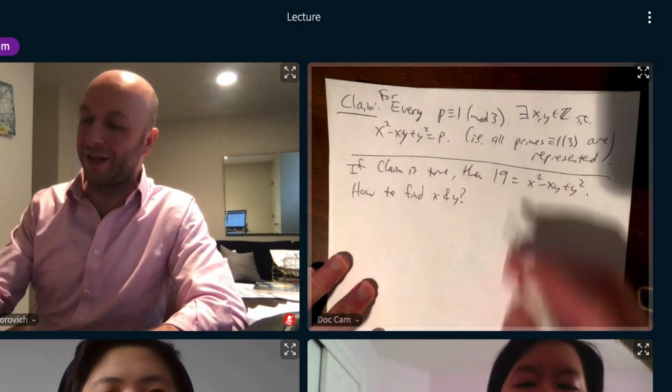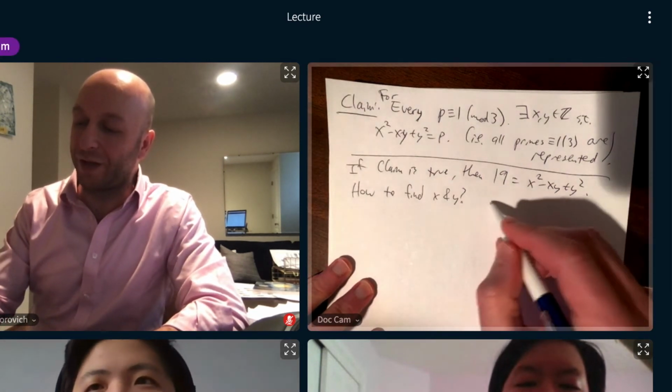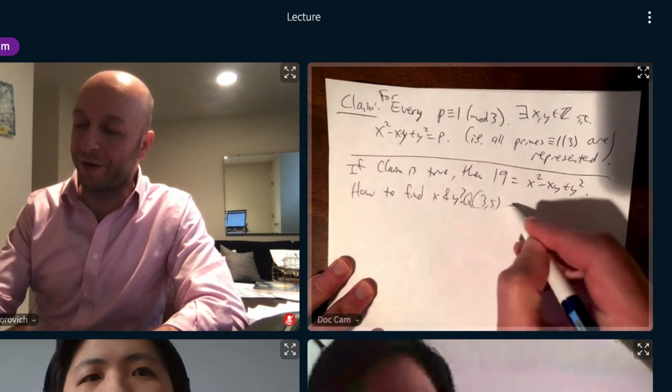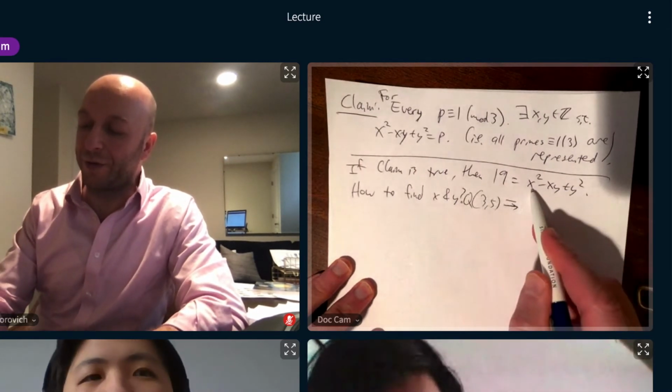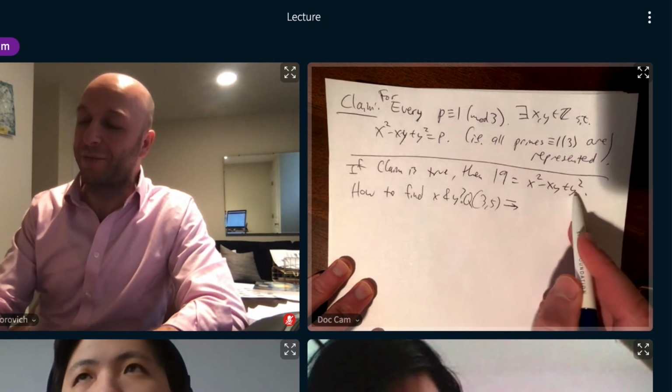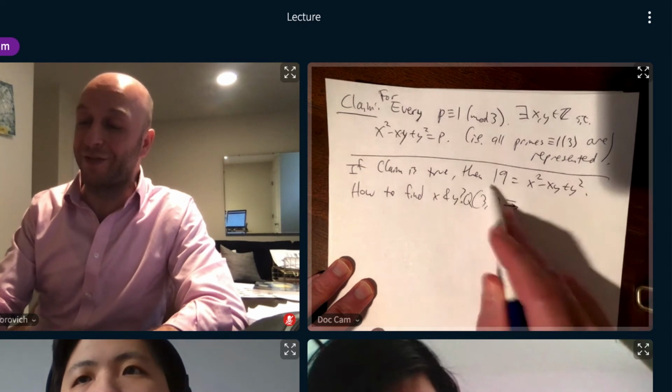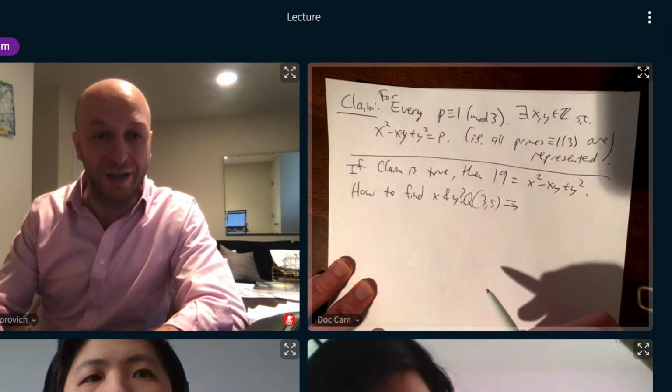3 and 5. Okay, let's see 3 and 5. So people are trying 3 and 5. So q of 3, 5 is equal to 3 squared is 9, 5 squared is 25, 9 plus 25 is 34, 3 times 5 is 15, 34 minus 15 is 19. Great. Great. Dipendra has another one.